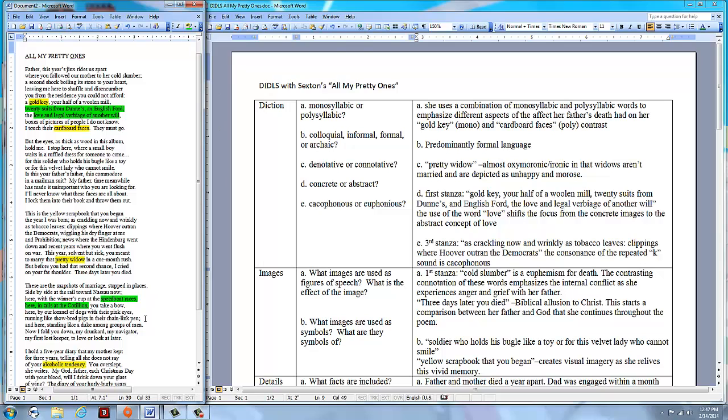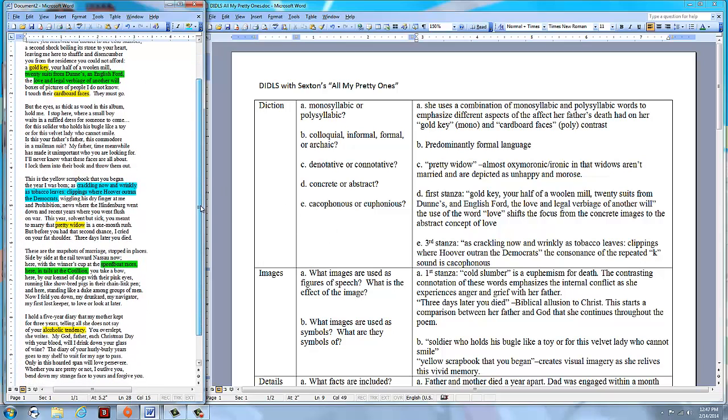Moving on to our use of cacophonous or euphonious words. In the third stanza, we see crackling and wrinkly as tobacco leaves, clippings where Hoover outran the Democrats. One, we see that this is the consonants of the repeated K sound, and it causes the cacophony. It indicates that external conflict that she's having. Notice that her father's scrapbook doesn't include pictures of her. It includes pictures of time and things that aren't necessarily associated with his family or his daughter.